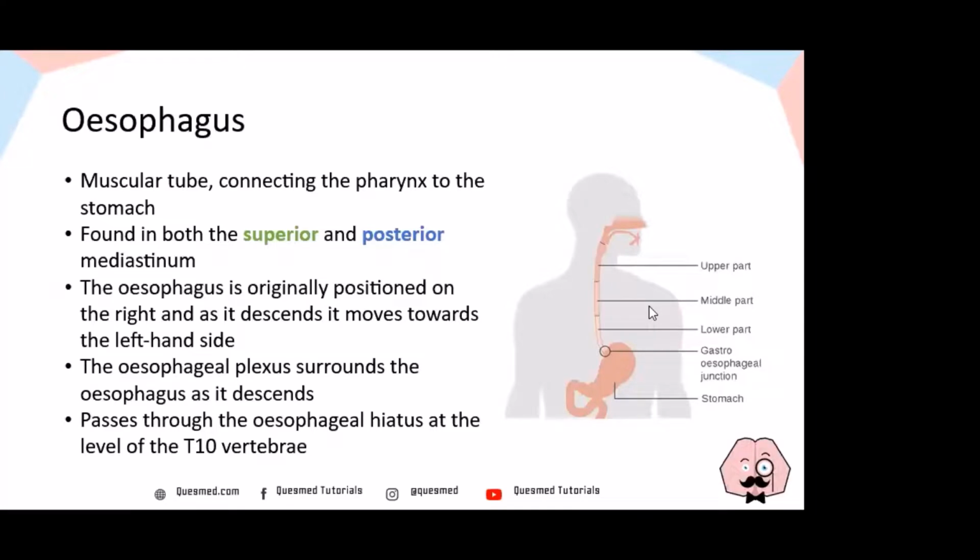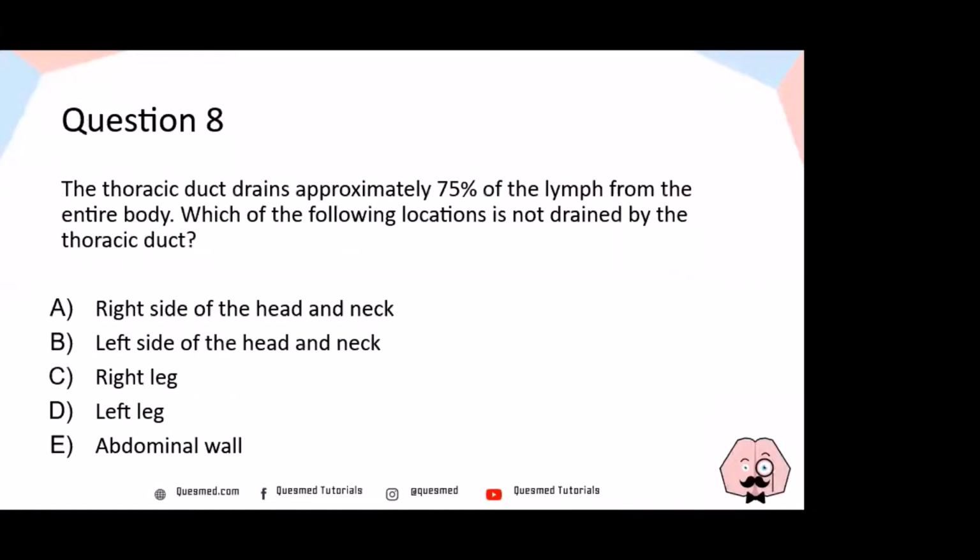The esophagus is obviously an important structure within the posterior mediastinum. It's a muscular tube, and its job is basically to get food from your mouth to your stomach. Part of it is also within the superior mediastinum, but most of it is in the posterior. It's originally slightly to the right, but as it goes down the thorax, it goes towards the left-hand side, and it's surrounded by the esophageal plexus, and it passes through the esophageal hiatus of the diaphragm at the T10 level. So this is question 8, which is our last question.